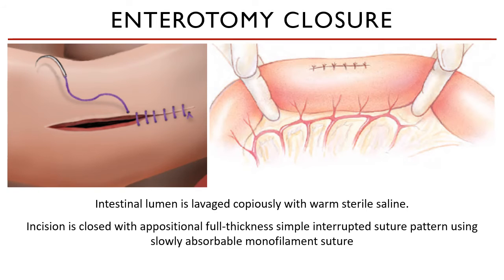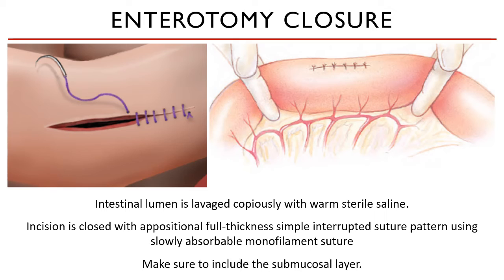The incision is then closed with an appositional full thickness simple interrupted suture pattern, or a simple continuous pattern would be good as well, as long as it is appositional, using a slowly absorbable monofilament suture. What are the examples of these sutures? That would be your polydioxanone, polyglecaprone. Some would actually use PGA or Vicryl, and that's okay, even if it's a multifilament one.